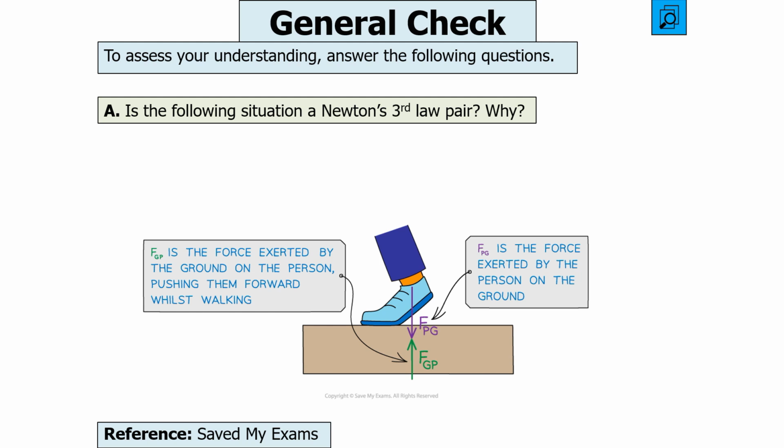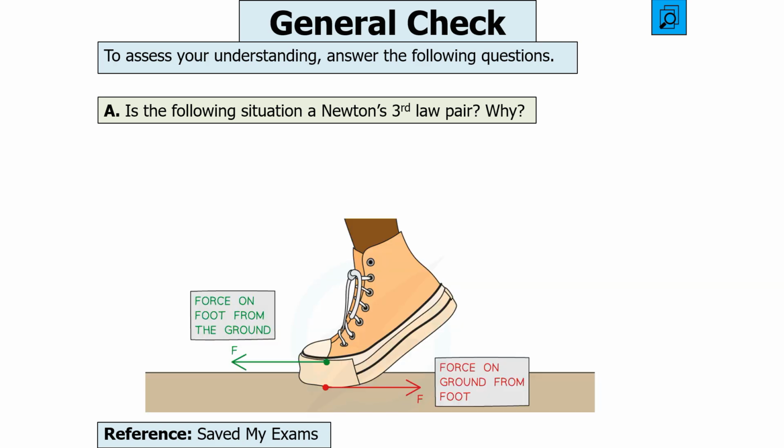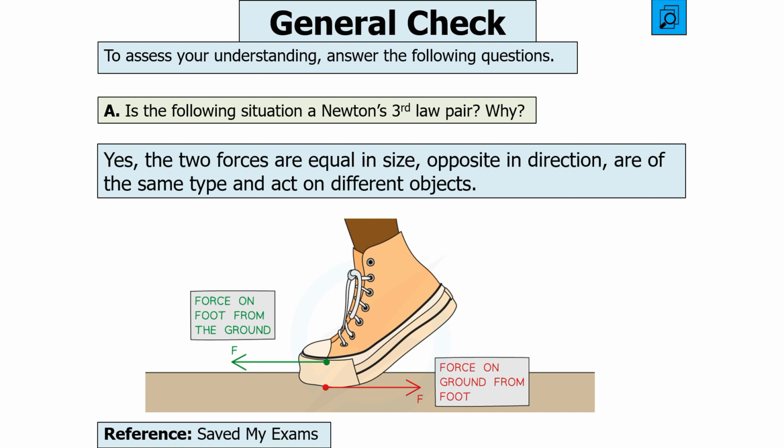Is the following situation a Newton's third law pair and why? So pause the video now, then unpause the video when you want to go through your answer. Yes, it is. The two forces are equal in size, opposite in direction, are of the same type, and act on different objects. Is the following situation a Newton's third law pair and why? Yes, it is, for the same reasons: equal in size, opposite in direction, the same type, and acting on different objects.